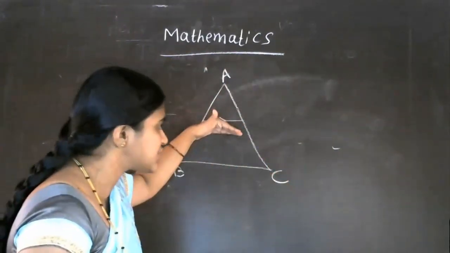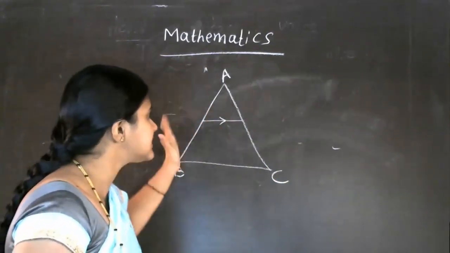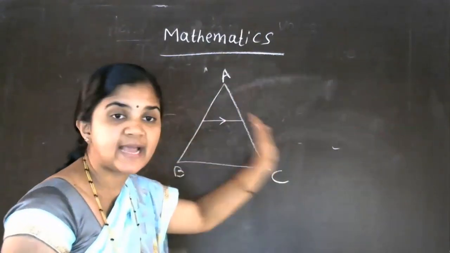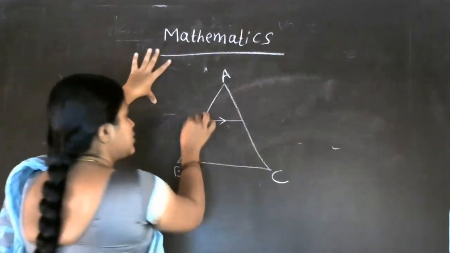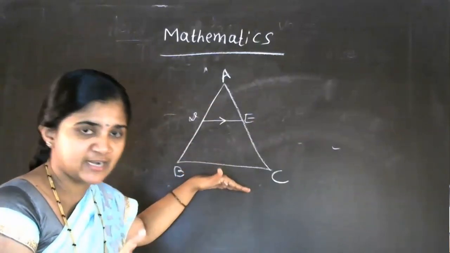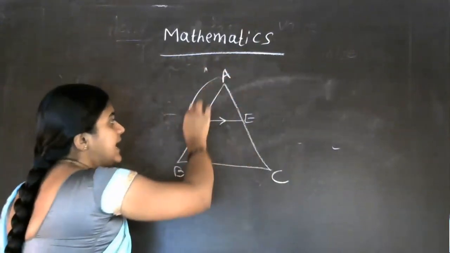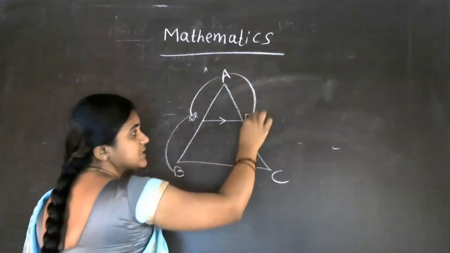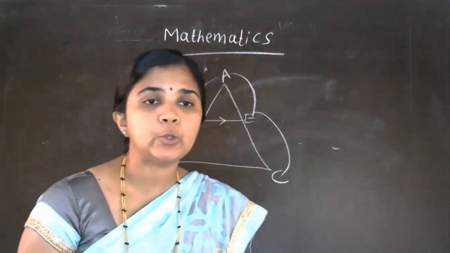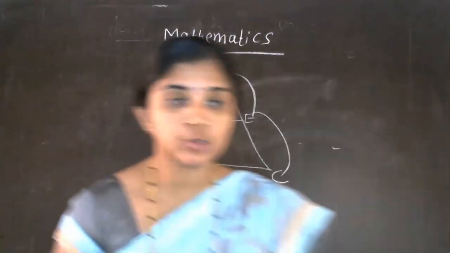If a straight line drawn parallel to a side of the triangle divides the other two sides proportionally, in the sense this DE, take it as a straight line, is parallel to any one side of the triangle, then it divides the other two sides proportionally, in the sense AD divided by DB is equal to AE divided by EC. This is called the basic proportionality theorem. Got the idea of the statement of the basic proportionality theorem, no?